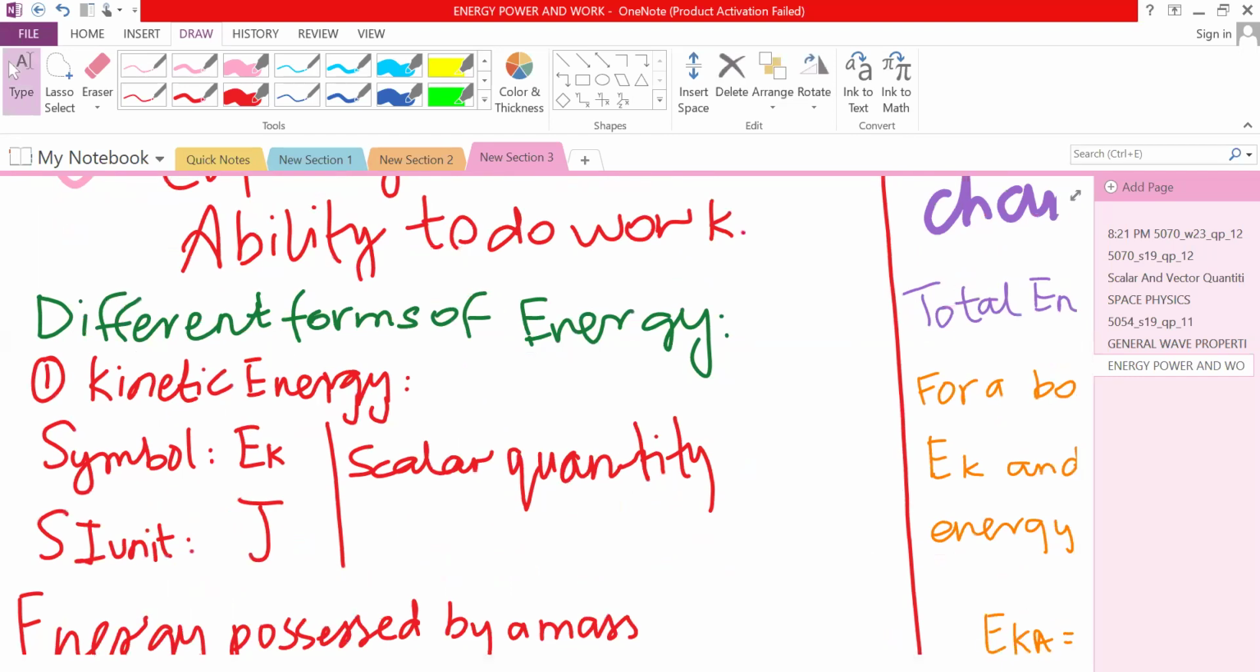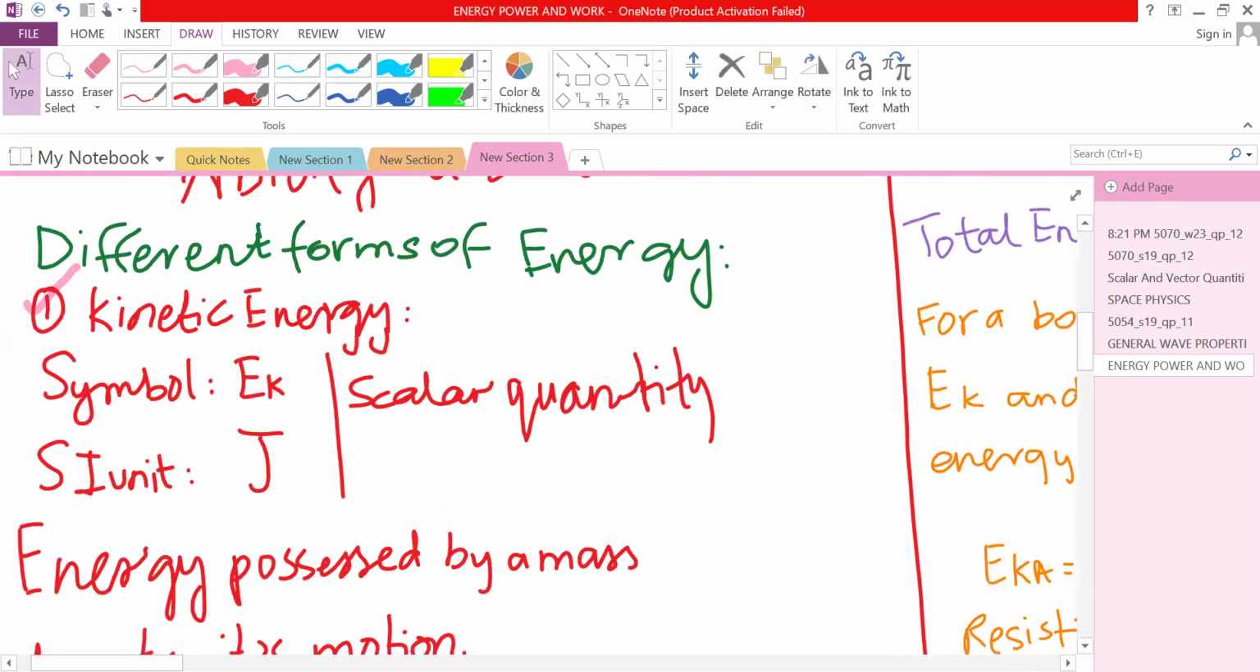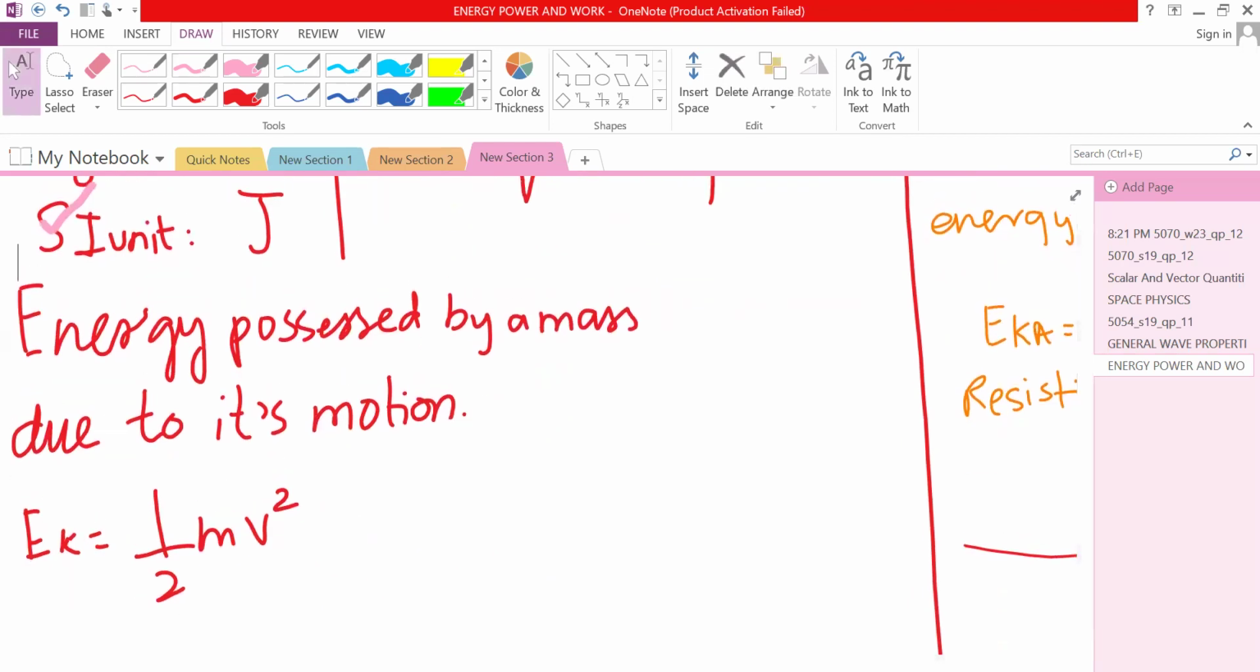Then there are different forms of energy, one of which is kinetic energy. What is kinetic energy? Kinetic energy is possessed by a mass due to its motion. The symbol of kinetic energy is EK, where K represents kinetic and E is energy. Kinetic energy is a scalar quantity, and its SI unit is also joules. This is the definition of kinetic energy.